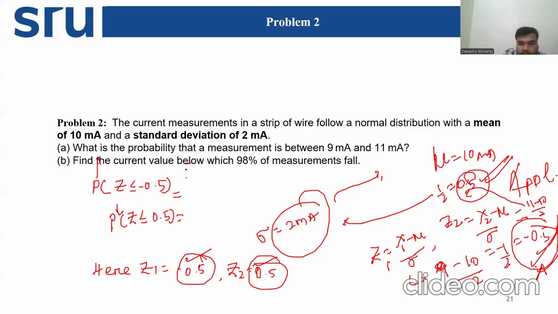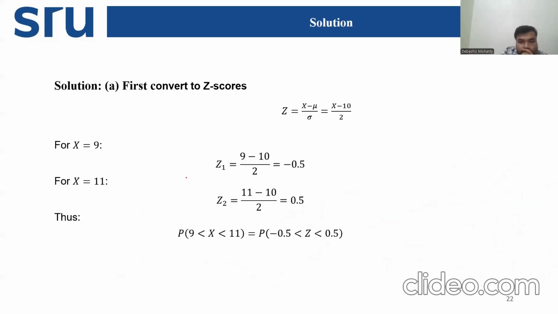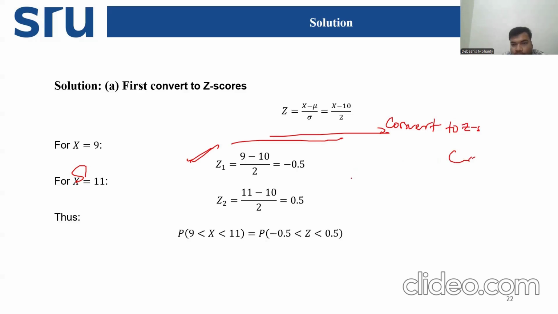So let's come into the solution part. Here you can see the solution part. Try to understand it. First, convert to z score. This is step one. This is the first step, right? Convert to z score.